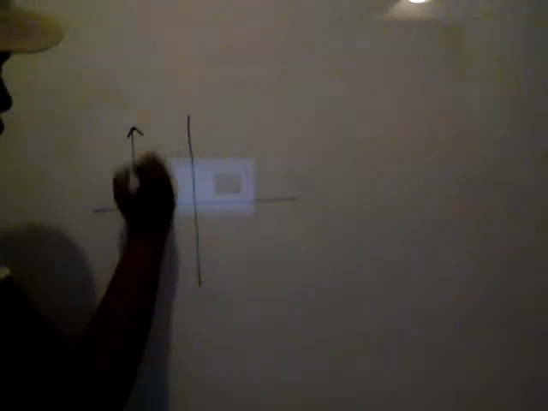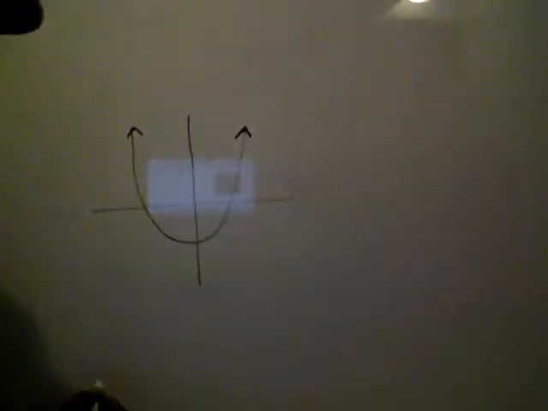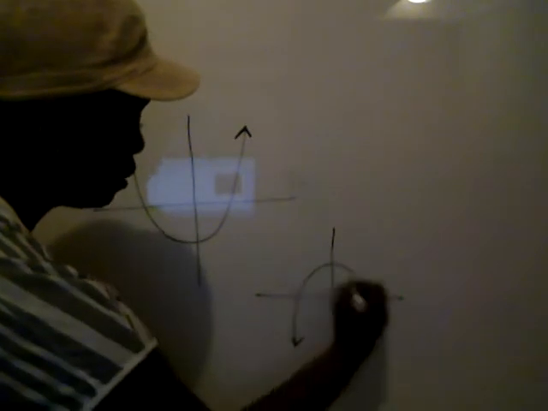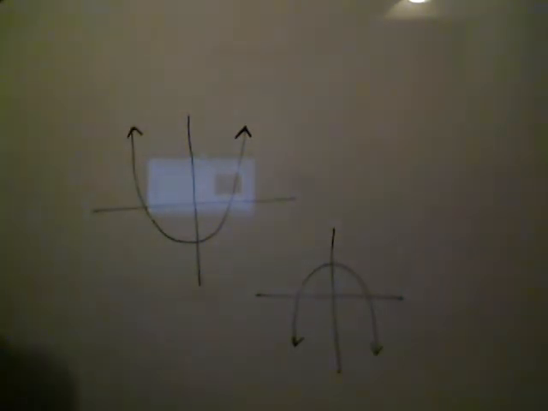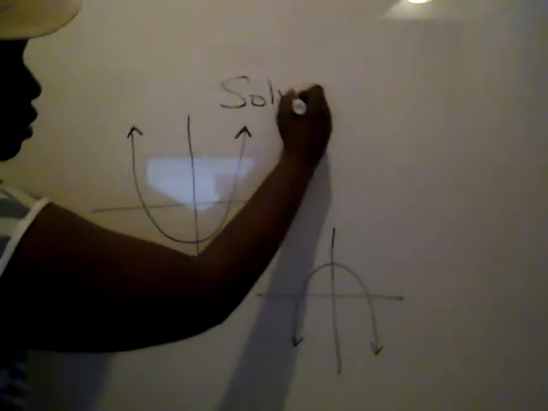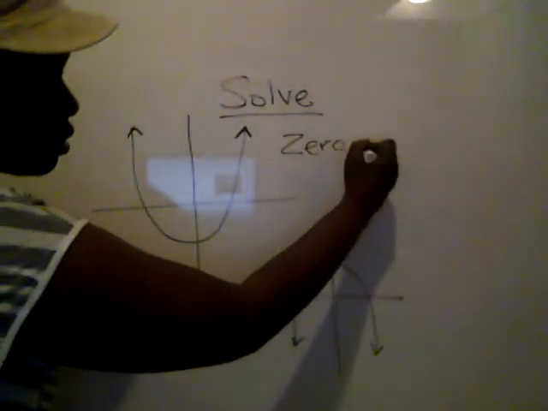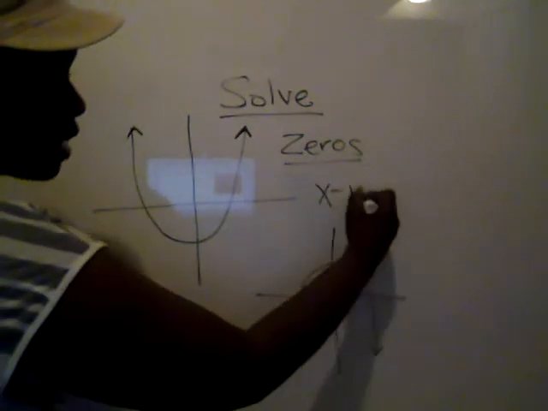Okay, so to review how to do these quadratic equations, let's just review what we're actually looking for. When we have these quadratic equations, they're parabolas. So it could be a parabola, let's say, going like this, or it could be a parabola going upside down, something like this. When they ask us to solve, or another word is find the zeros, they may also say find the x-intercepts.